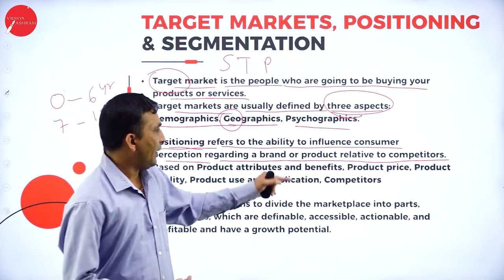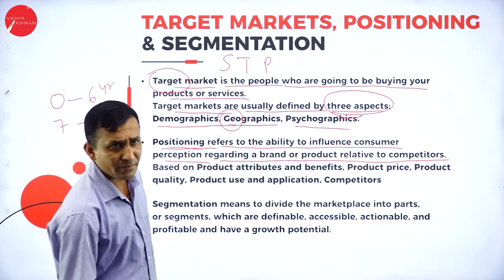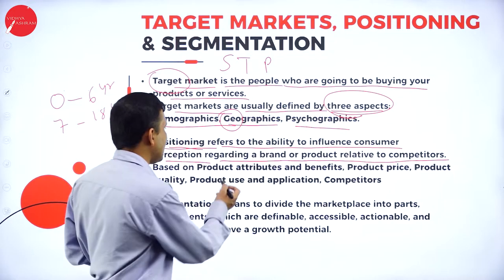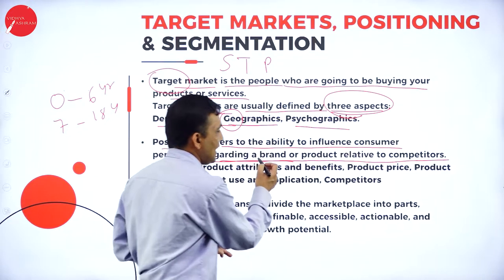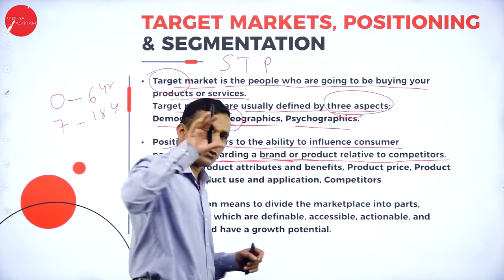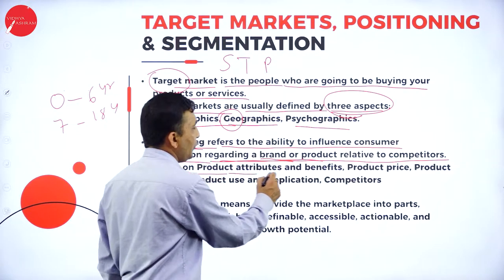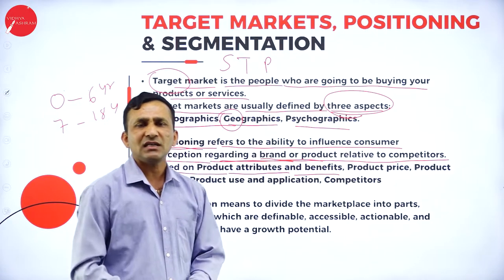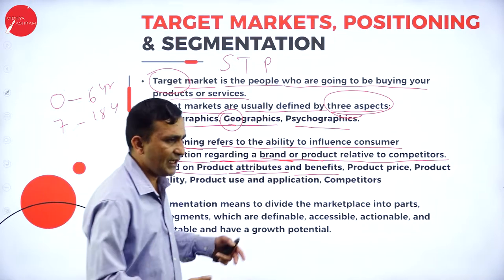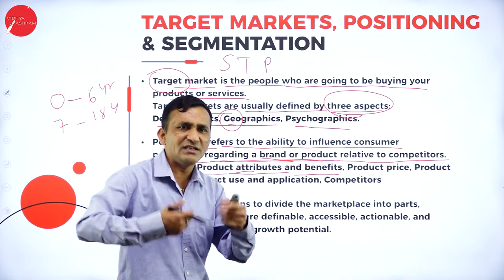Is it clear? So how your product will sit in the mindset of the customer is very important. The customer will start recognizing your product, your brand, and the image or reputation of the company. That is how you are sitting in the mindset of the customers. Based on the product attributes and benefits, how can you sit in the customer mindset? Because there are too many attributes related to brand, quality, quantity, price, and the different benefits you are adding.